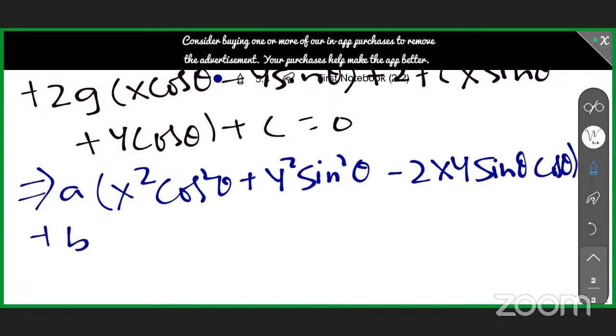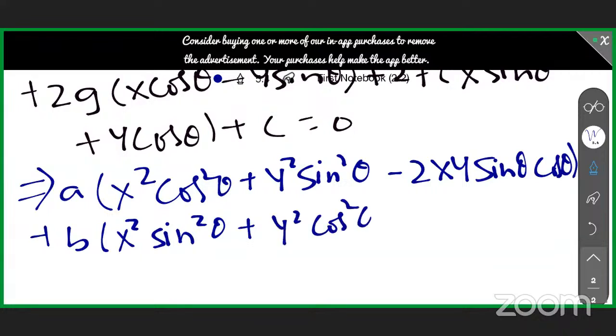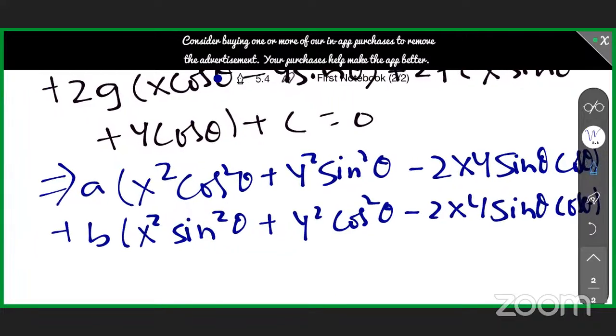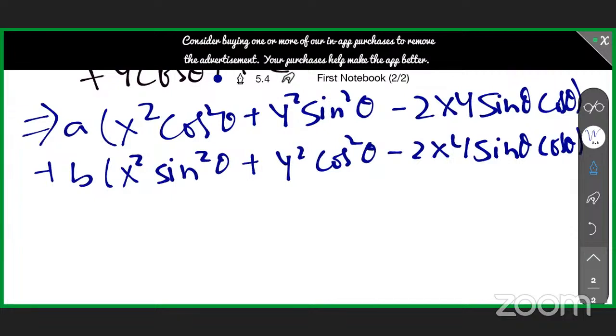plus b into x square sin square theta plus b into y square cos square theta minus 2xy sin theta cos theta. Sorry, this is plus, plus 2h into, we have to multiply x cos theta plus y sin theta, that we have to multiply.